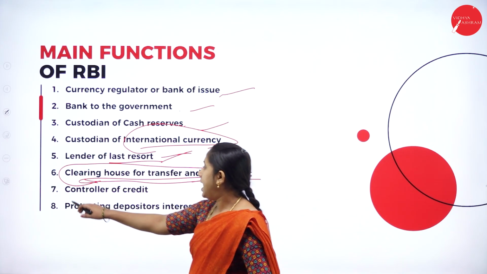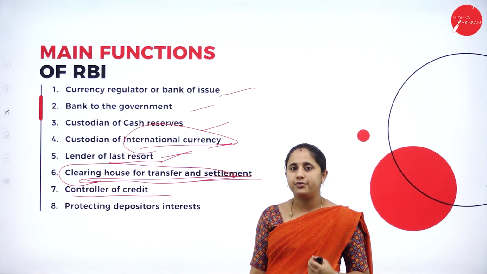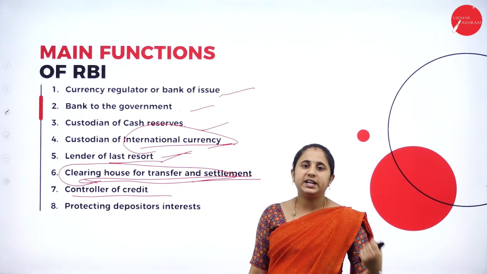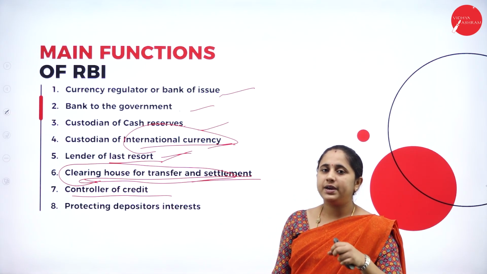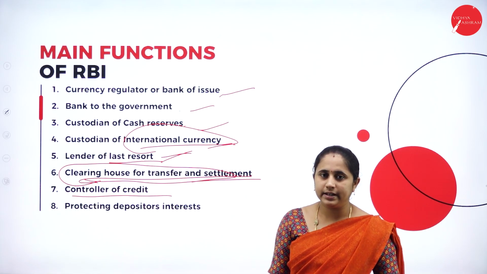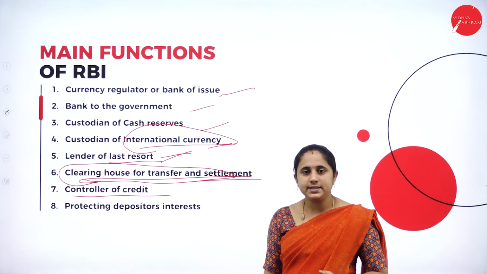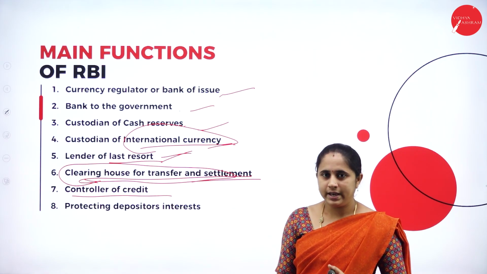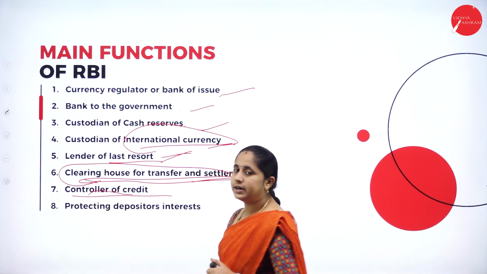Next one is controller of credit. So RBI is a controller of credit. Based on CRR, SLR, interest rate, repo rate, reverse repo rate, RBI controls the credit in the Indian economy. In order to maintain monetary stability and price stability, they control the credit system in the Indian economy. They are the controller of credit.